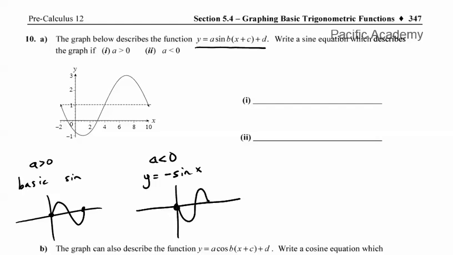So we're going to do it 2 different ways. First, comparing to this graph, and second, comparing to this graph. So again, the first thing that we need to do is find a. And a is how far above and below the graph goes from the middle line. So in this case, we go up 2, down 2. 1 plus 2 is 3.